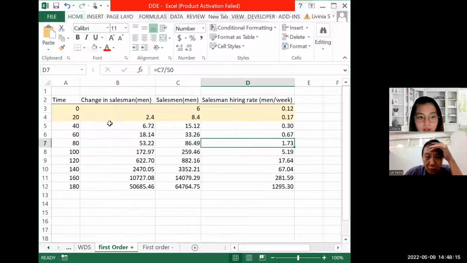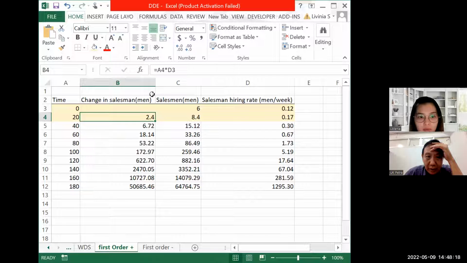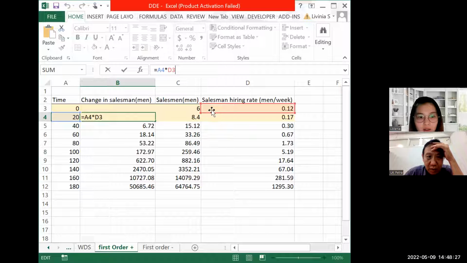The 2.4 there. What is d3 multiplied by a4? What is a4? Ah, not a4. Multiply by dt. The dt is 20, that one. Correct. Also only 20. Yes, because you put dt in the beginning.